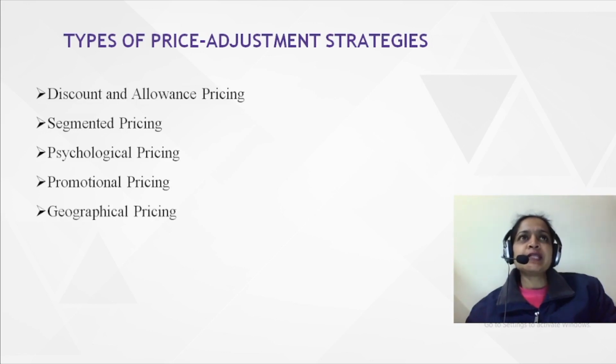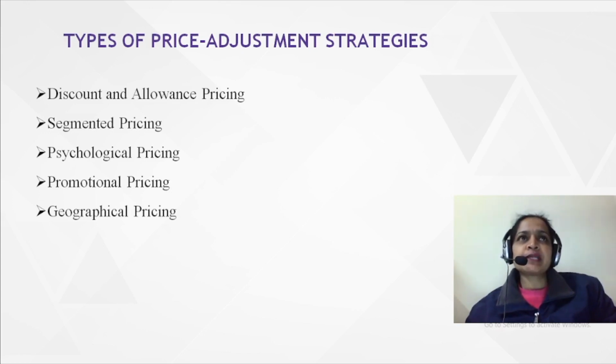The fifth is geographical pricing. In geographical pricing, the company sets prices for customers located in different parts of the country or the world. A company may use a global pricing strategy where it charges a premium in one market, a penetration price in another, and a discounted price in a third. It includes three types of pricing.